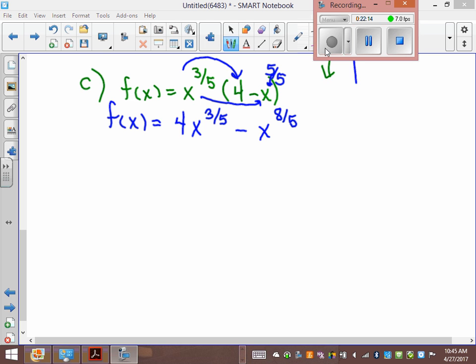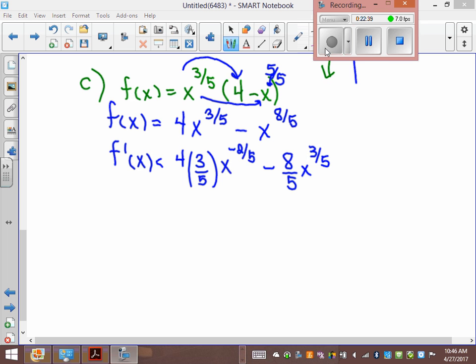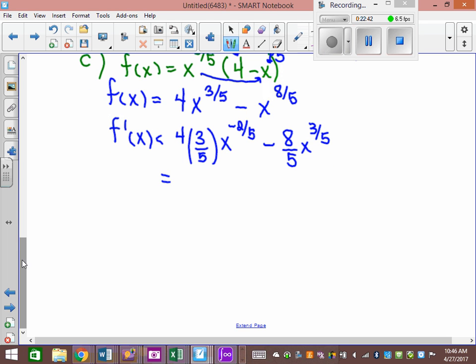Then we're going to do the derivative because we haven't done anything yet. So f prime of x equals 4 times 3/5 x, drop it down by 1. So 3/5 minus 5/5 is negative 2/5. Minus, drop the 8/5 in front, x to the 3/5. Okay, then I have 12 over 5, and I have to move this to the bottom, make it positive, x to the 2/5. Minus 8 x to the 3/5 over 5.